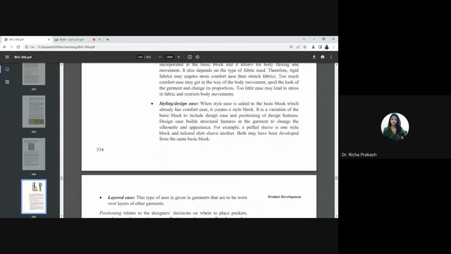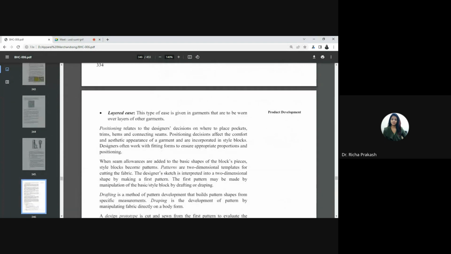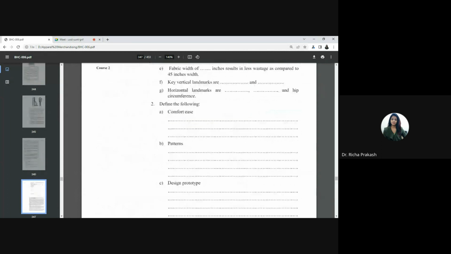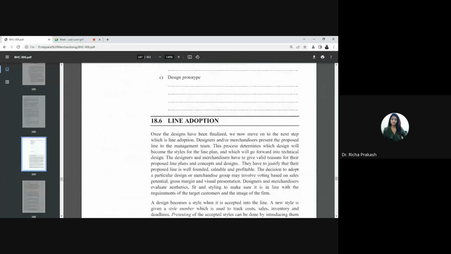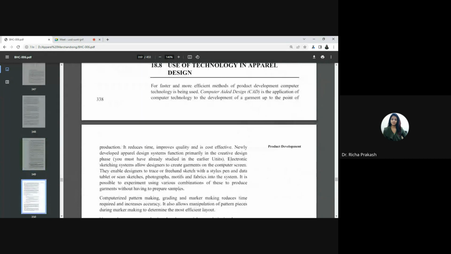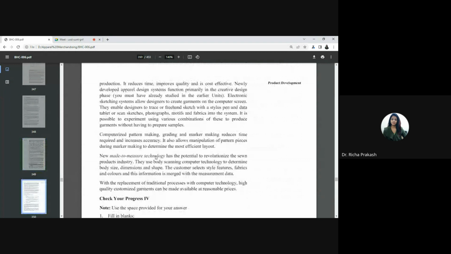Comfort, ease, primarily three types. So then styling, design, and then layered ease. We have already talked about the easing part, I think, 2-3 days back only. So okay, that's about it. Line adoption, technical analysis, not very important, I would say. Use of technology in apparel design.